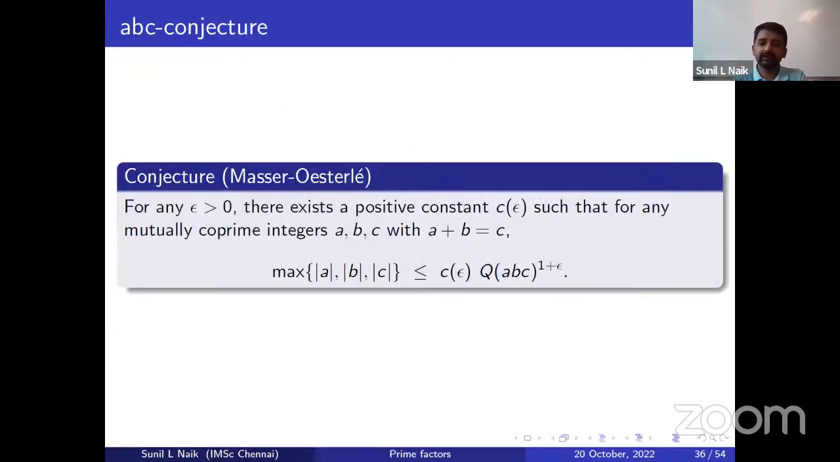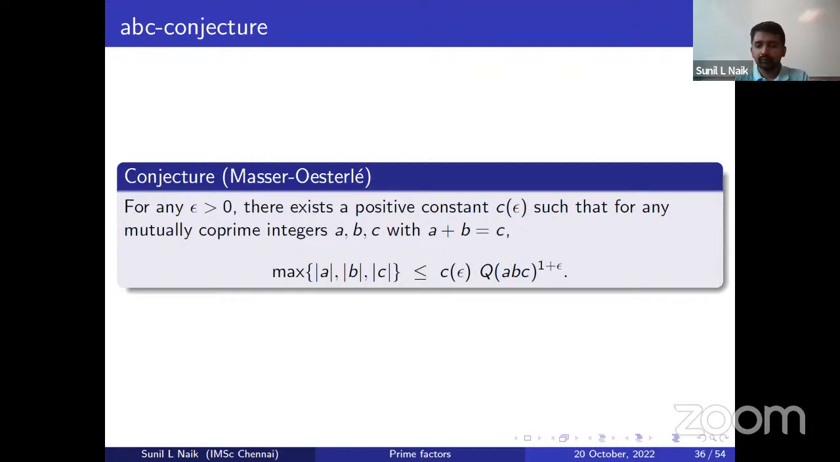In our study of the radicals, the ABC conjecture naturally enters. Masser and Oesterle conjectured that given any epsilon positive, there exists a positive constant depending on epsilon such that for any mutually coprime integers a, b, c with a plus b equal to c, the maximum of the absolute values of a, b, c is bounded above by the constant depending on epsilon times the radical of abc to the power 1 plus epsilon.